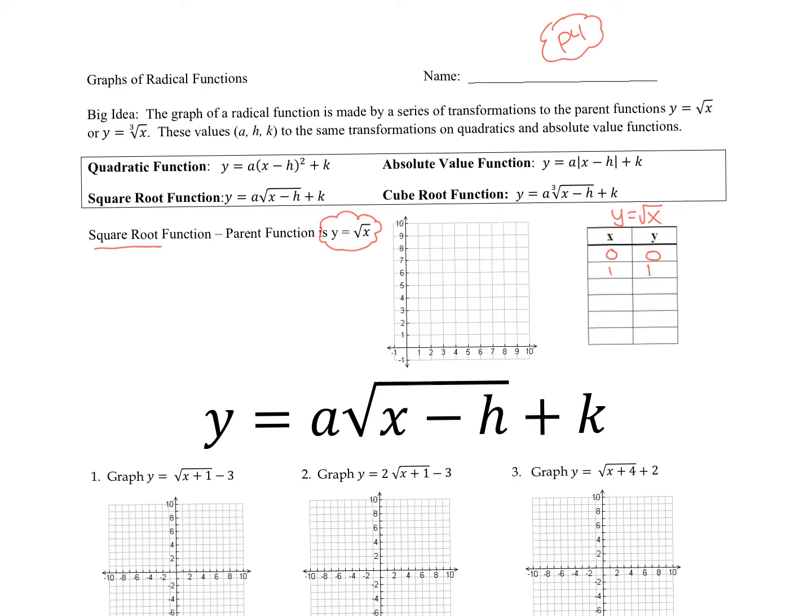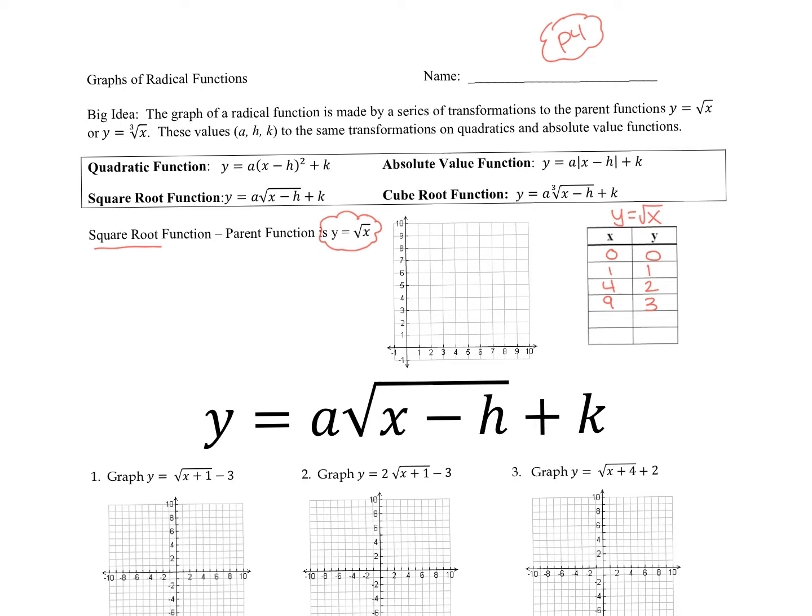So next, let's substitute another value in for x that I can easily take the square root of. So how about we substitute a 4 in for x? When I substitute a 4 in for x, I get 2 for y. Let's pick another number that I can easily substitute in. Let's do 9. When I take the square root of 9, I get 3. So I'm going to stop there. That gives me 4 points to plot on my graph.